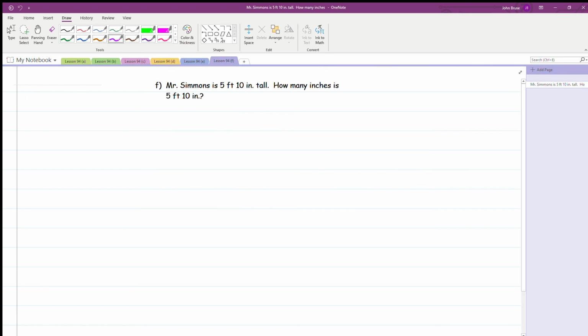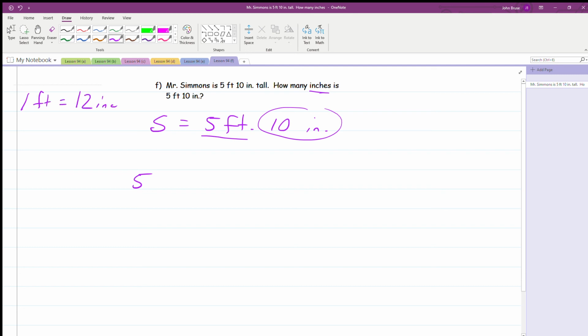Okay, last problem. It says, Mr. Simmons is 5 feet 10 inches tall. So we can write S equals 5 feet 10 inches. How many inches is 5 feet 10 inches? Oh, well, this is going to be interesting. We need to find out how many inches 5 feet is. We do not need to figure this part out because we already know 10 inches is already in inches format. So let's take 5 feet. How many inches are in a foot? Because we know 1 foot equals 12 inches.